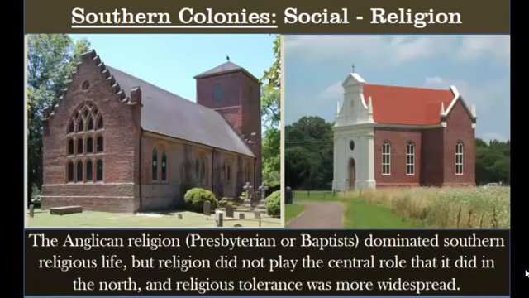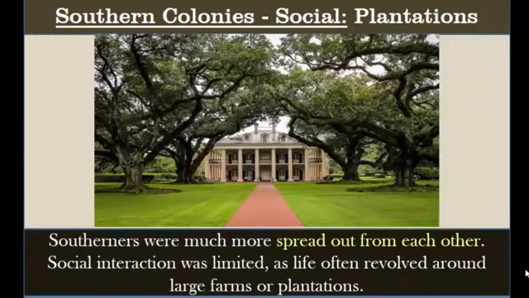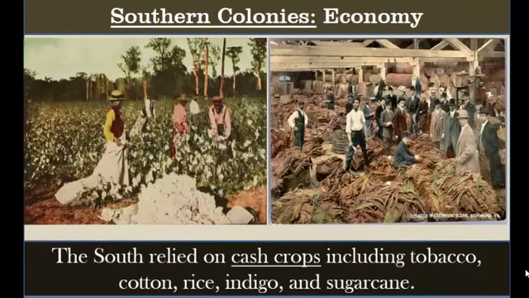Religion, while important in the South, did not play the central role that it did in the North, and religious tolerance was more widespread in the South, especially compared to New England. Southerners were much more spread out from each other, limiting their social interactions, as life often revolved around plantations and large farms.